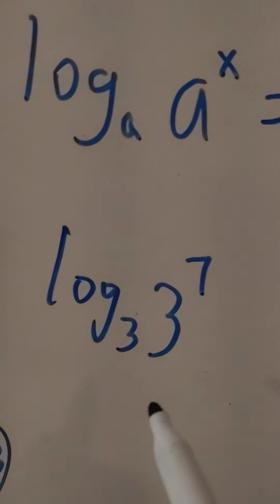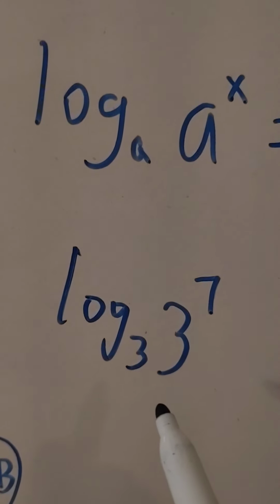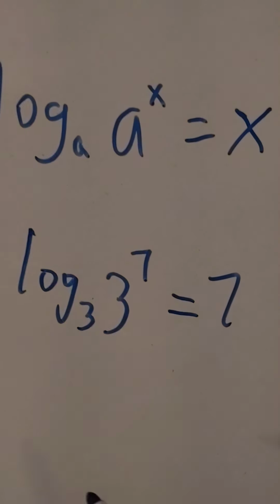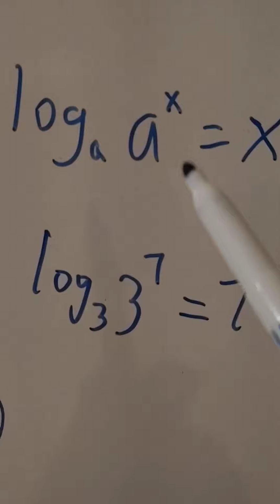So now that we know that property, what would this sample problem equal? Evaluate that. And the answer is just going to be 7. You can't help but feel like a genius. You can answer it right away because of that log property right here.